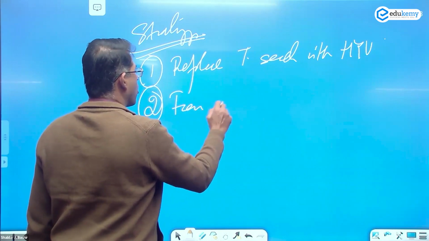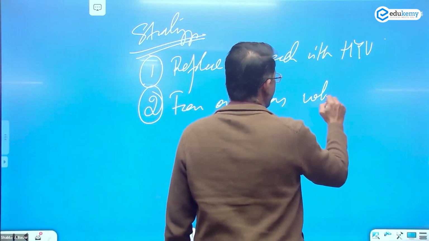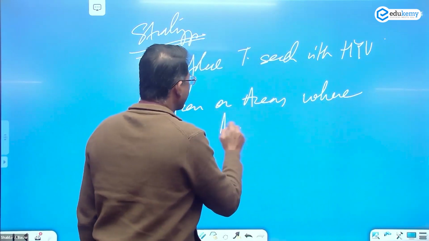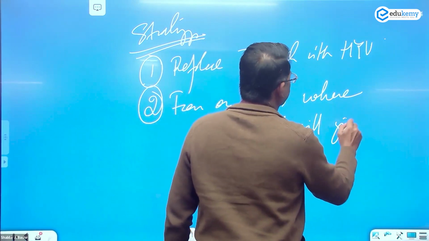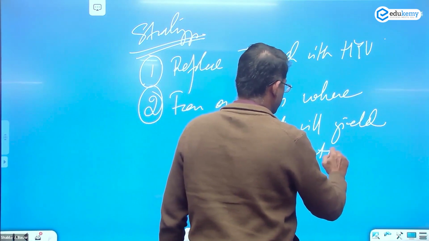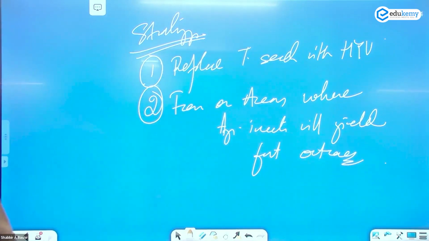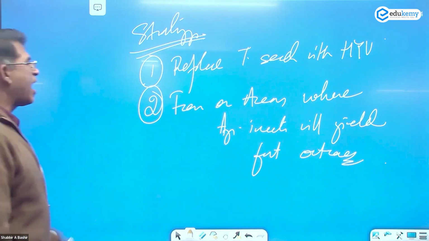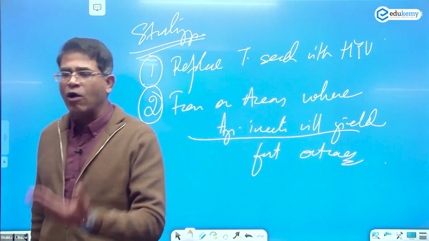Strategy is focus on areas where agriculture investments will yield fast outcomes. कि वहां पैसे लगाओ जहां से कि I can get more food very fast. Focused on areas where agriculture investments will yield fast outcomes.